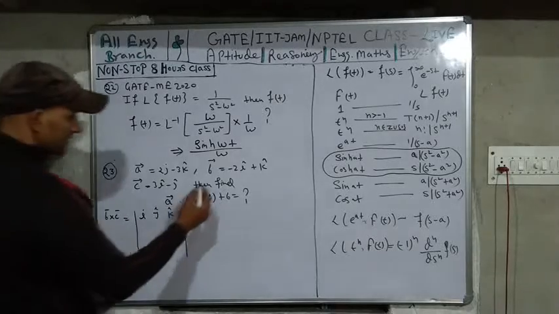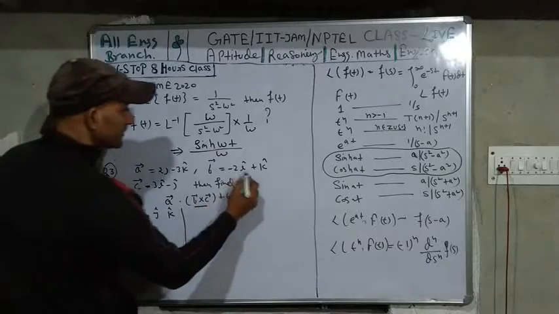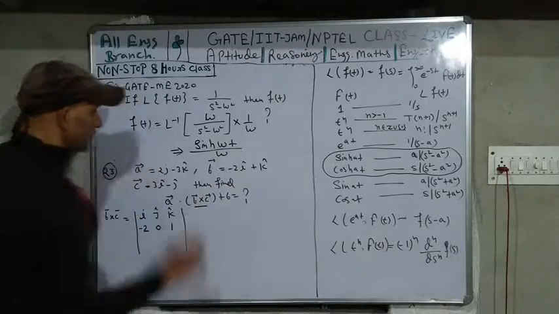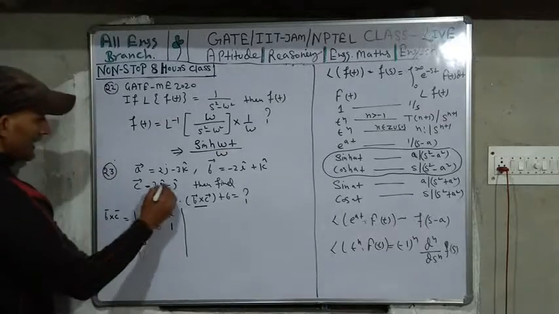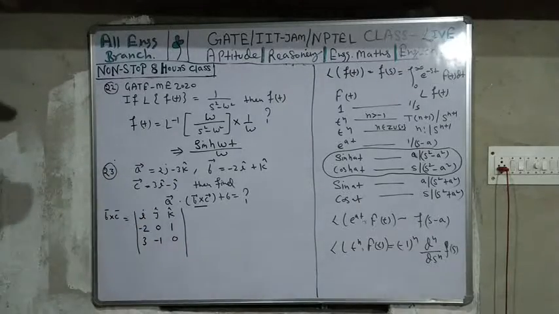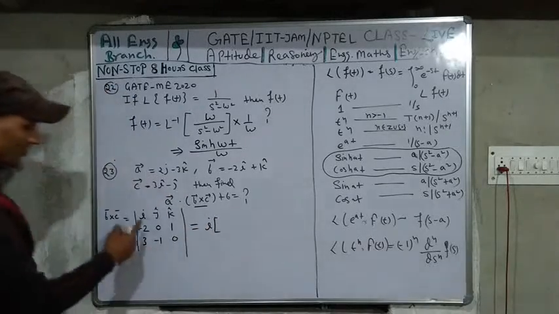Okay, so at first the value of b is equal to minus 2 coefficient and 0, there is no j, and this is 1 coefficient. Okay, then c, the coefficient is 3 and j minus 1 and the coefficient is 0 because there is no k. So once you have written, then you will find I, determinant of this.